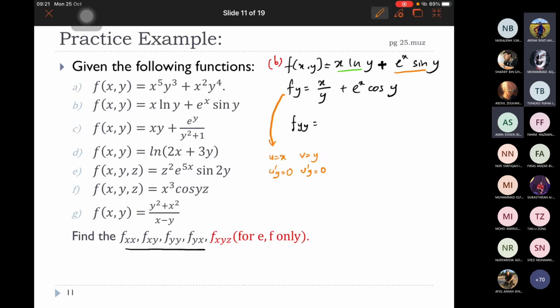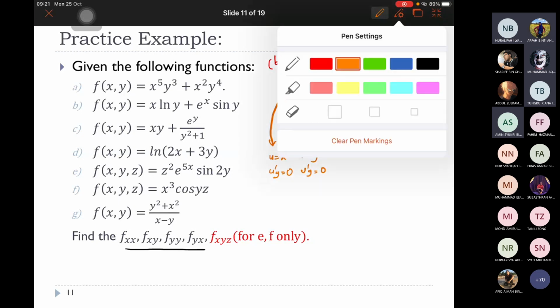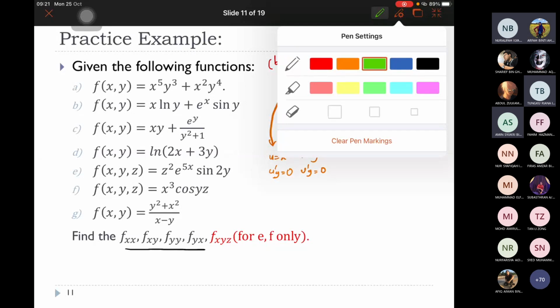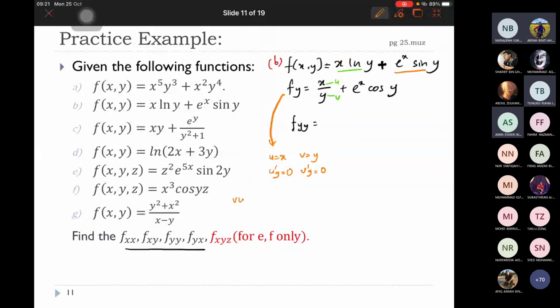Doktor, itu kita ambil Y ke ataupun ambil 1 per Y? Oh tak, kita ambil Y. Dia kan ni, ini U, ini V. Oh, quotient eh. Quotient rule. So dia akan jadi quotient rule yang mana? V U prime tolak U V prime bahagi dengan V squared.